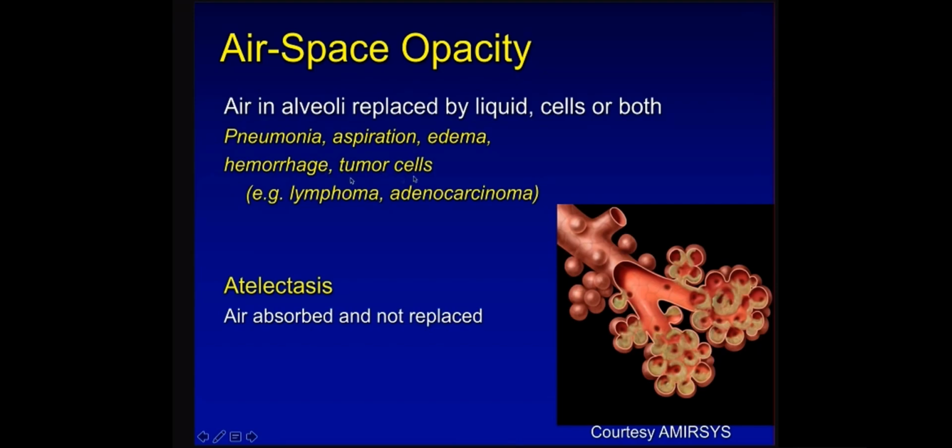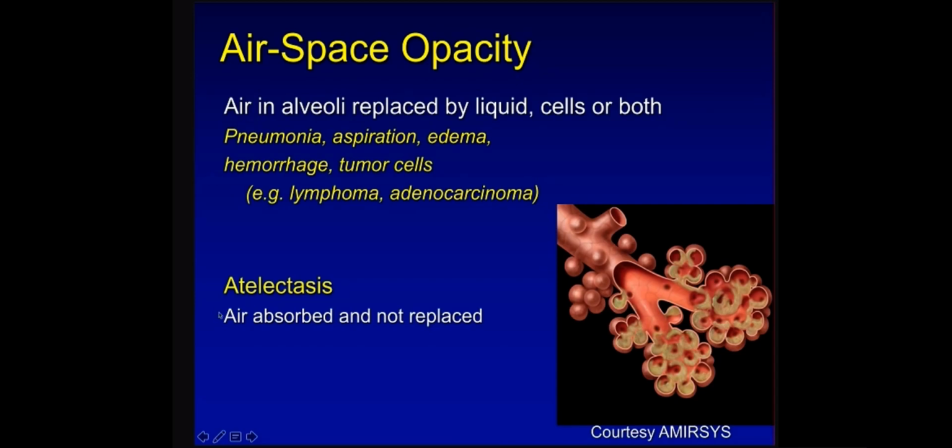Once in a while, you will encounter a patient with an unusual manifestation of lung cancer. Adenocarcinoma can line the air spaces and give you a partial filling that will manifest as airspace opacity. And lymphoma can also manifest as consolidation. Those two are less common, but they do occur. Atelectasis is technically a type of airspace opacity, but in that instance, the air has been absorbed but not been replaced.